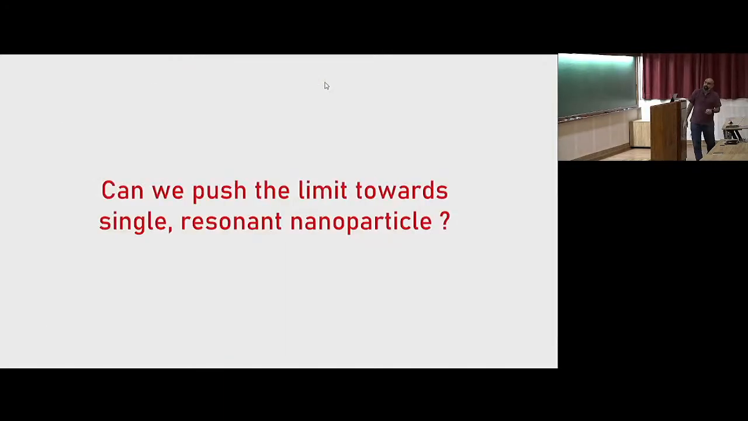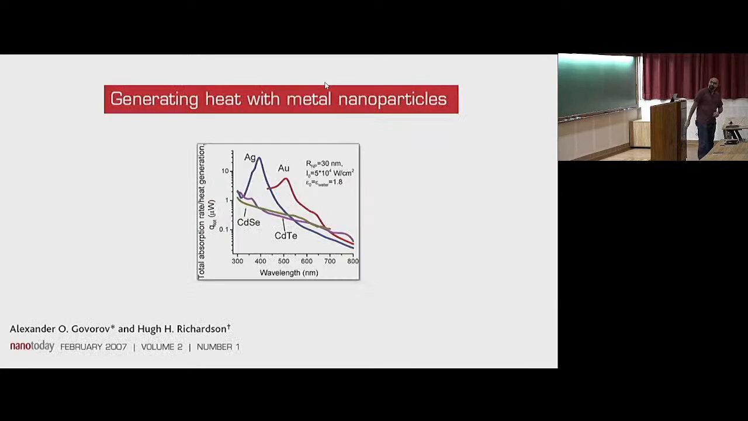Now the question is, can we push the limit towards a single resonant nanoparticle? And the answer looks kind of encouraging. If you look at nanoparticles of, let's say, silver, gold, or any kind of semiconductors, if you take a specific size and under certain conditions, you will see the total absorption rate, or the heat generation, which I was talking about, the Q, can now be tuned as a function of wavelength, purely because of the imaginary part, which is playing a critical role. Now, the mechanism is essentially the Joule heating.